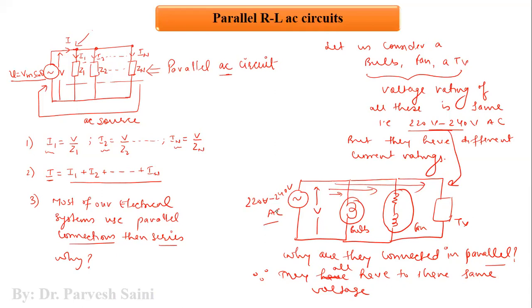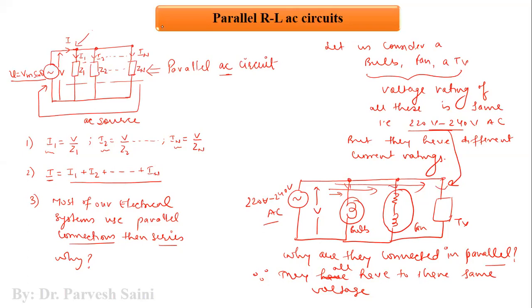Even in our home, all our electrical appliances are connected in parallel to the input supply, the AC supply. The reason is the same, because all the electrical appliances have the same voltage rating. They have to be provided with the same voltage, but their current ratings are different. As we all know, current divides in a parallel connection, so every element will share part of the current according to its impedance, right? So this is what a parallel system is.